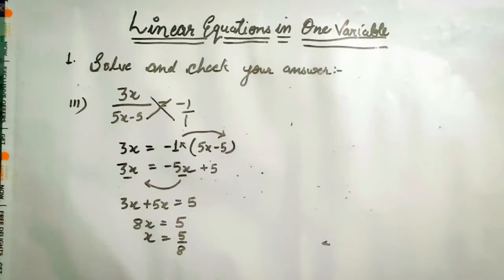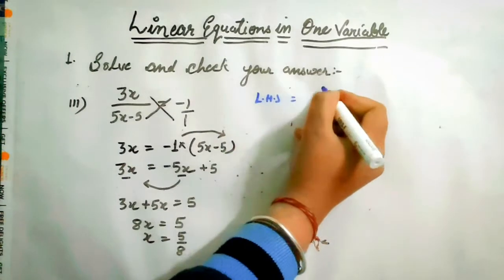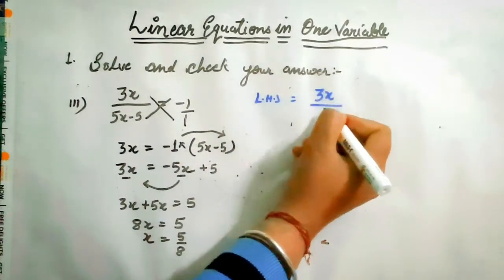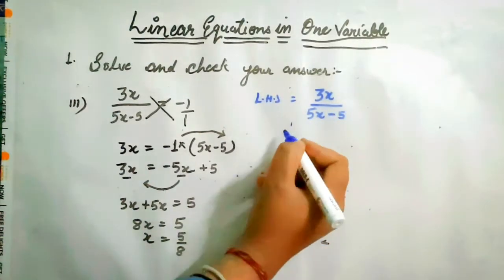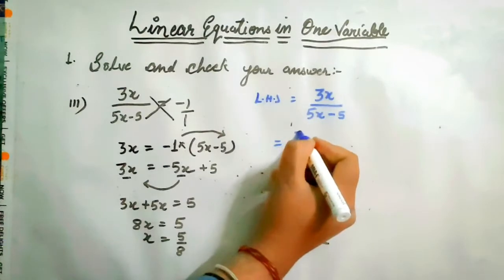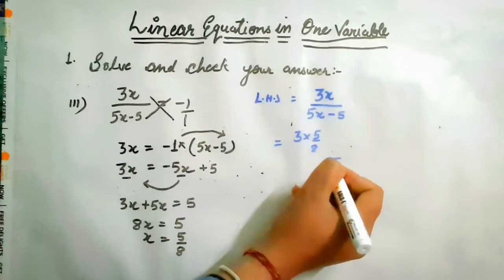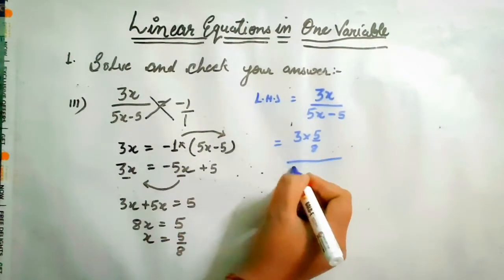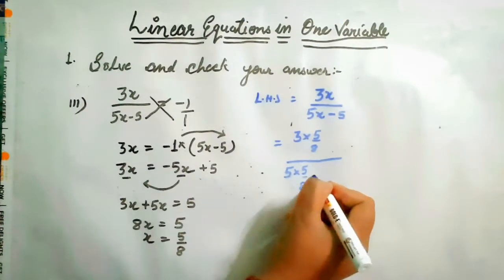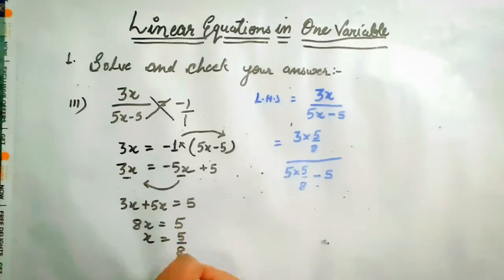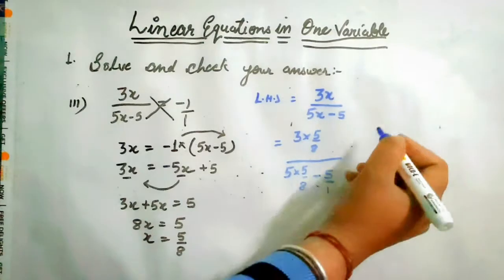Take the left hand side of the question, it is 3x whole upon 5x minus 5. Now replace the value of x. 3 as it is, x is 5 upon 8, whole divided by 5x, which will be 5 multiplied by 5 upon 8, minus 5. Now take LCM in the denominator part and simplify the numerator part also.